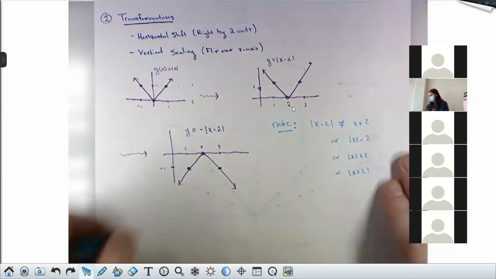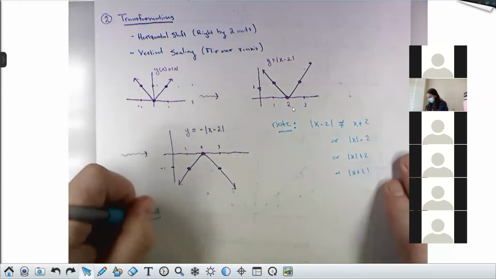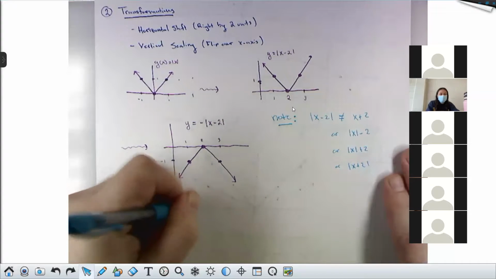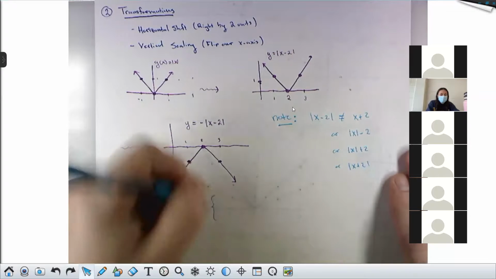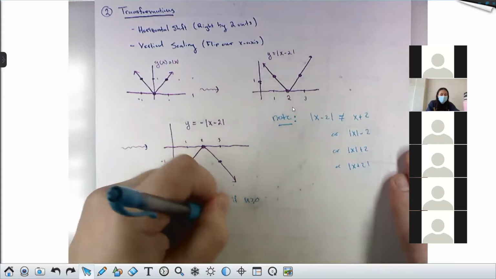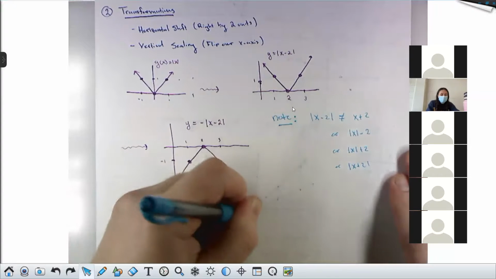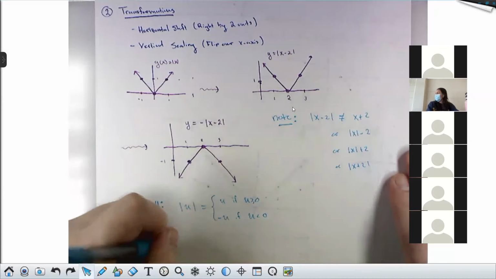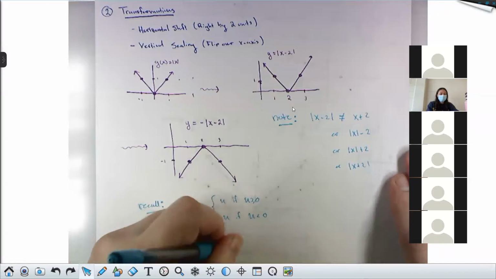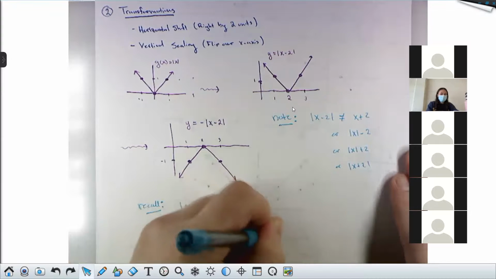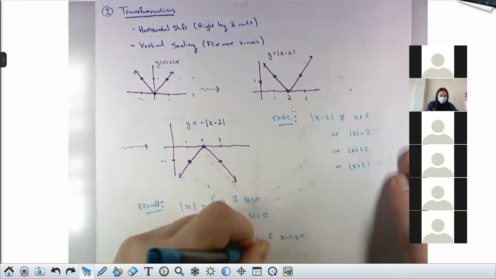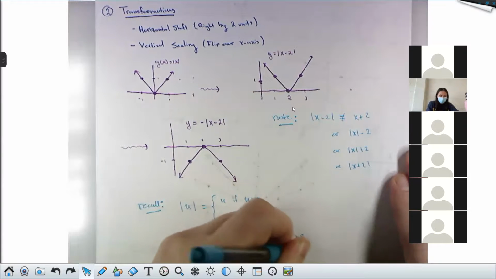It might be worthwhile. Remember when we talked about the absolute value as a piecewise function? The absolute value of some stuff, call it u, is equal to that stuff if that stuff is greater than or equal to 0, and the negative of that stuff if that stuff is less than 0. And this means that the absolute value of x minus 2 is equal to x minus 2 if x minus 2 is greater than or equal to 0, and the negative of x minus 2 if x minus 2 is less than 0.